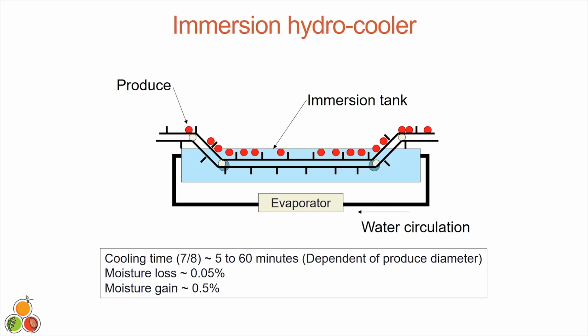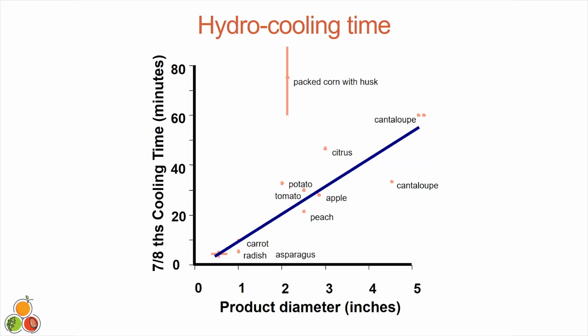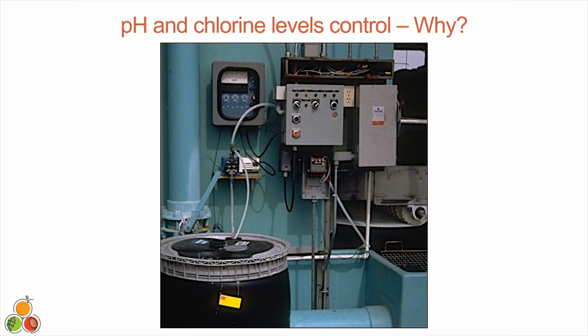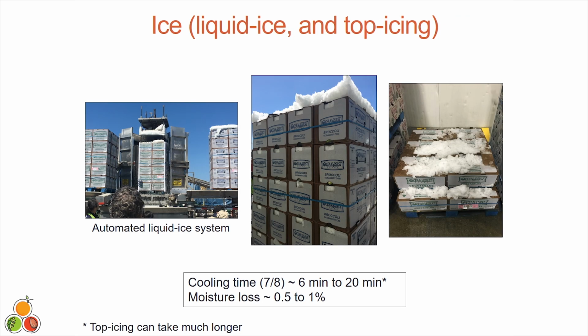Cooling is very, very fast, 5 to 60 minutes, and I think that 60 minutes there is probably overdoing it for the type of products that we cool. It's mainly dependent on the product diameter. So larger diameter like cantaloupes can take many minutes, compared to something small like a carrot, a radish, a cherry, or whatever. You need to pay attention to pH and chlorine levels, mainly for food safety. So that's another consideration when you're doing hydrocooling.